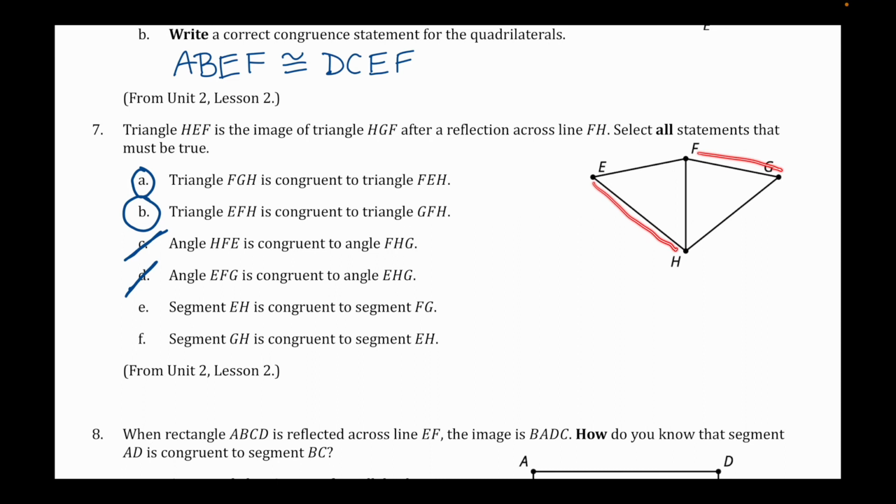Those are not corresponding parts, so those are absolutely not true. And our last one here says segment GH is congruent to segment EH. Those most definitely are reflected across from each other. So yes, F is correct. So your correct choices here are A, B, and F.